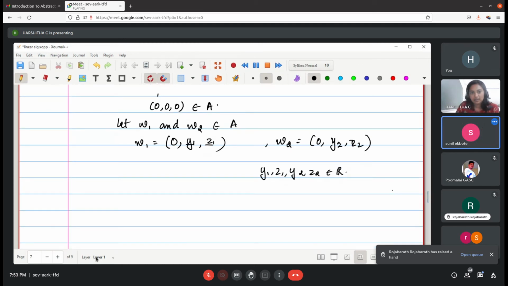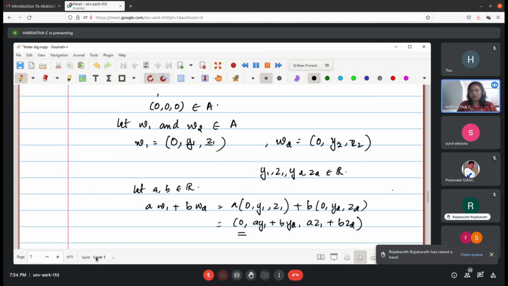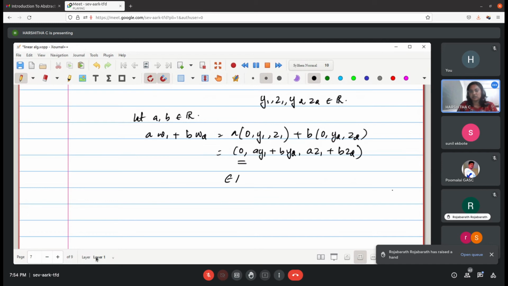Let's take two scalars. So we want to check what happens to A W1 plus B W2. What is this? A times (0, Y1, Z1) plus B times (0, Y2, Z2). So this is 0 in the first coordinate, and then the other coordinates are A Y1 plus B Y2 and A Z1 plus B Z2. But yeah, the point is that the first coordinate still remains 0. So this belongs to A. So in fact, A is a subspace.